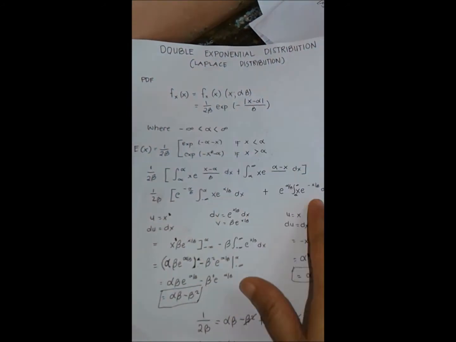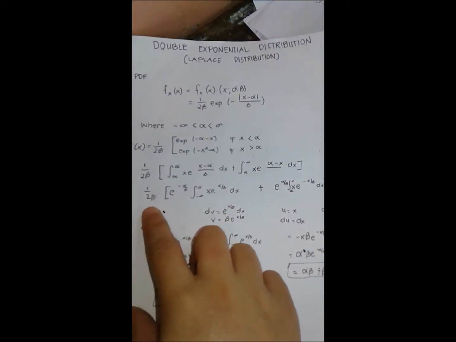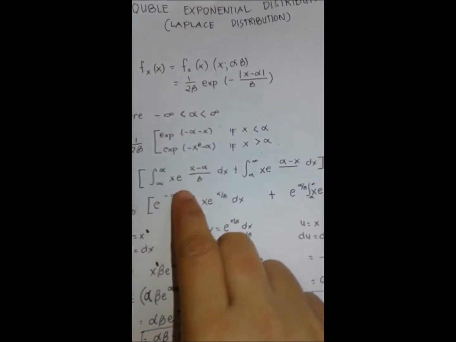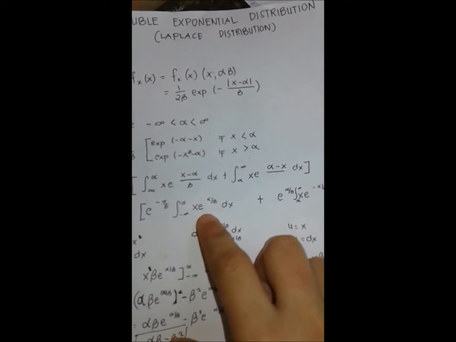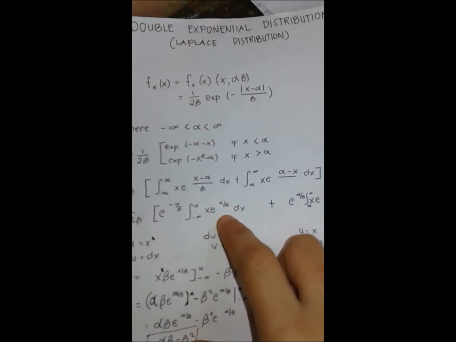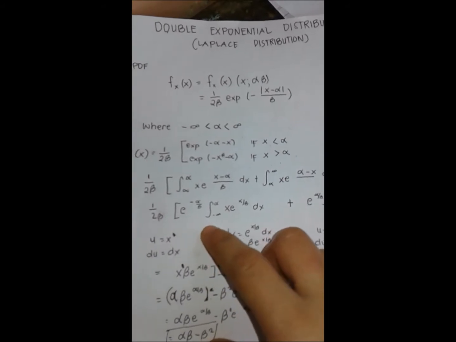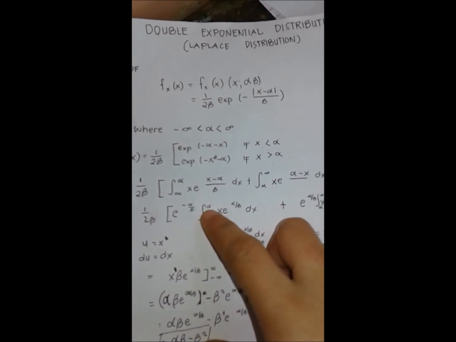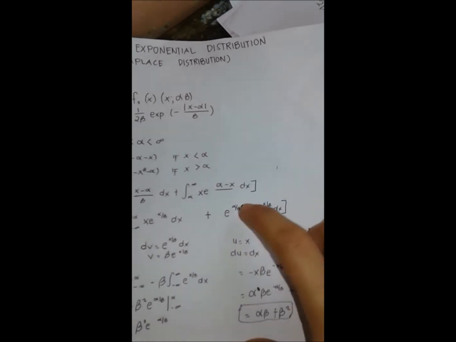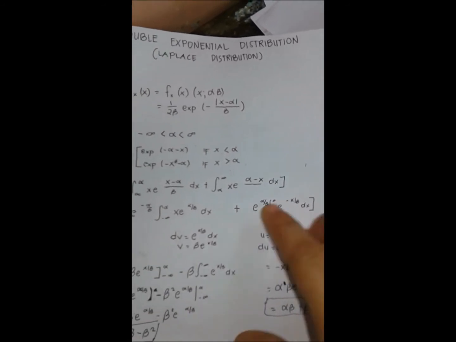we have this one. So 1/2β times the integral of e to the power of negative α over β, x e to the x over β dx, integrated from negative infinity to α, plus e to the power of α over β, x e to the negative x over β dx, integrated from α to positive infinity.